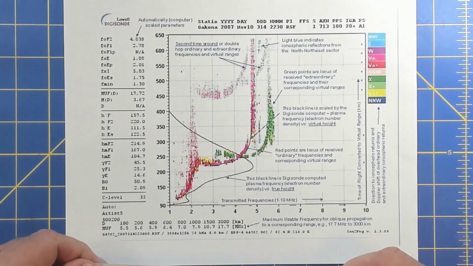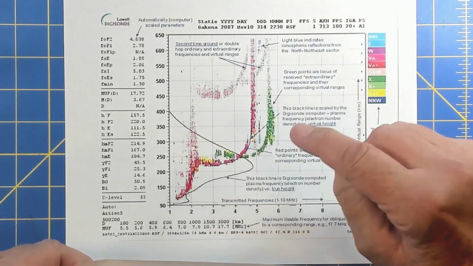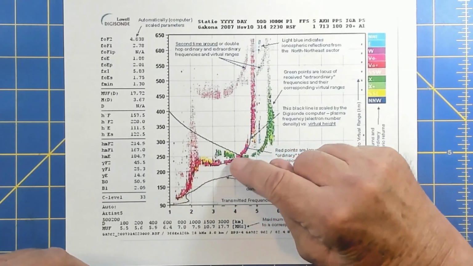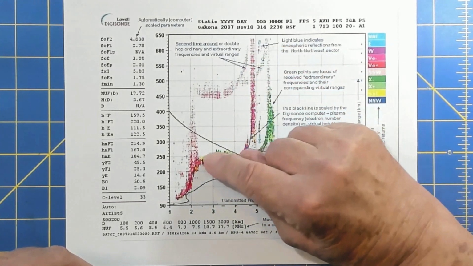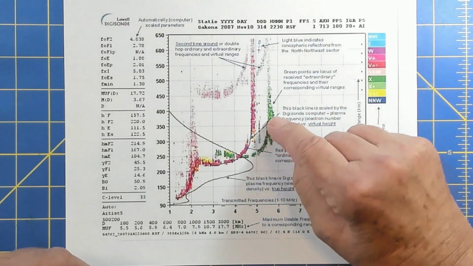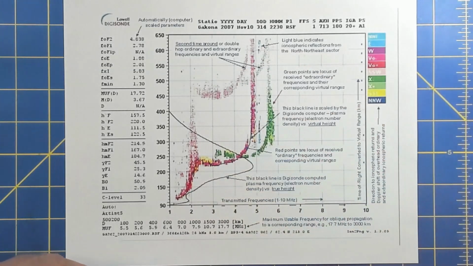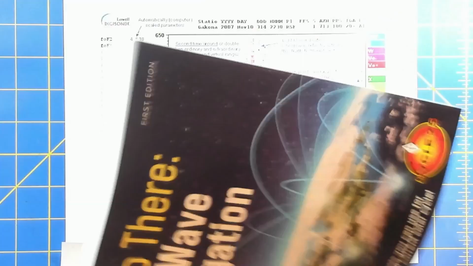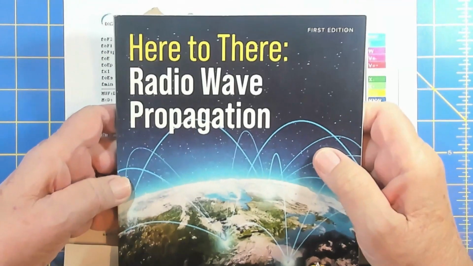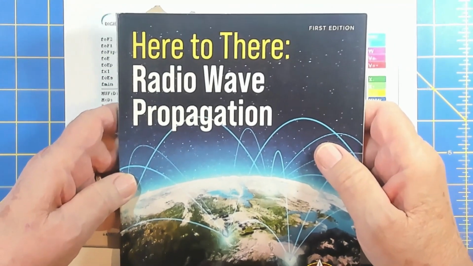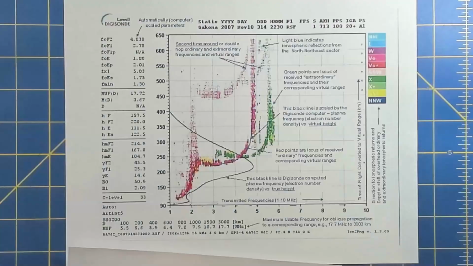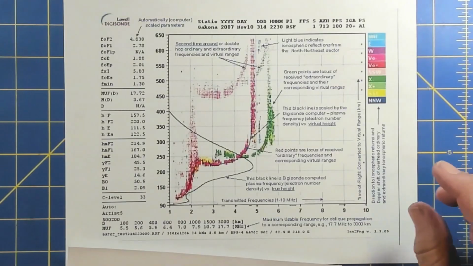The ionogram clearly shows how the transmitted Digisonde signal splits into the reflected ordinary and extraordinary waves. Now, this is the ordinary wave, this pink one. This is the extraordinary wave. You'll recall from the ARRL book, if you've read this, and if you haven't, I really recommend it. It's called Here to There, Radio Wave Propagation, and it talks about all of these different things like here.